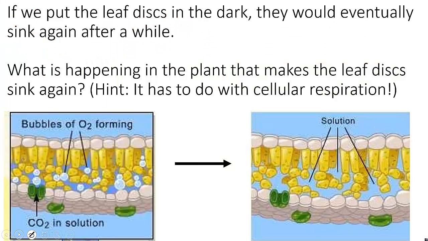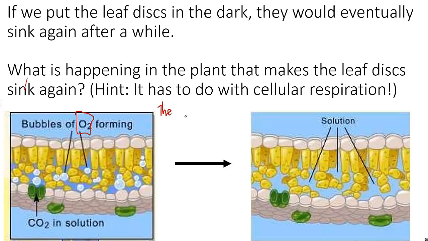So if we put the leaf discs in the dark, they would eventually sink again. What is happening that makes them sink? Well, we've got all of this oxygen here, right? And we don't have any more light, so we're not going to make any more. But what we are going to do is start using the energy we made as a plant. You know, a plant needs to eat too. A plant also does cellular respiration. So we're going to use the oxygen.